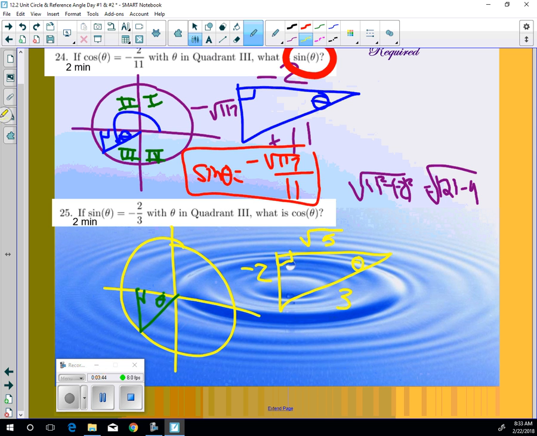And in quadrant 3, will the x be negative? Oh, yeah. So then all you have to do is find the cosine of theta, which is the adjacent over hypotenuse. Come on, that's easy, isn't it?